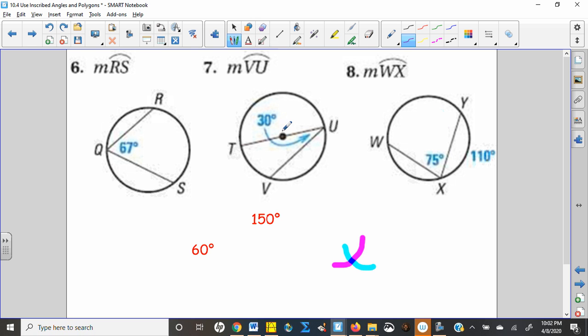Measurement of RS, well, because RQS is an inscribed angle, we're going to have to double it to get 134 degrees for arc RS, the measure of arc RS. Measure of VU, you're looking for this, okay? Well, I know that the arc TV is 60 degrees because it's double the inscribed angle 30.